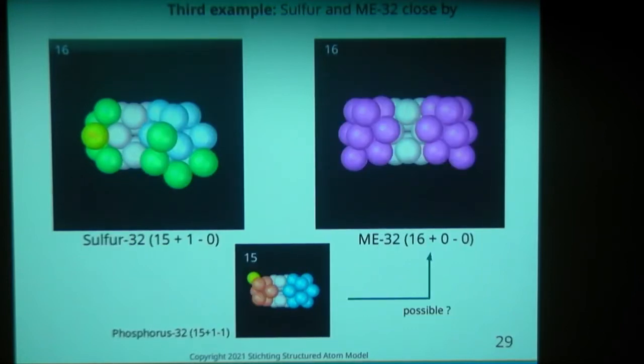Third example. The configuration for sulfur on the left is showing an oxygen-like ending, which makes sense, as sulfur is part of the oxygen group. It is a 15 plus 1 minus 0 configuration. But there is another possibility, the configuration to the right with 16 deuterons, so 16 plus 0 minus 0. It looks viable and stable. It might even be possible to create it from phosphorus 32.